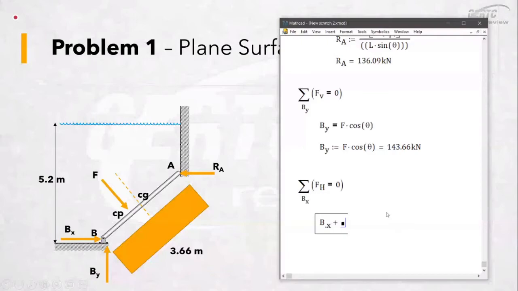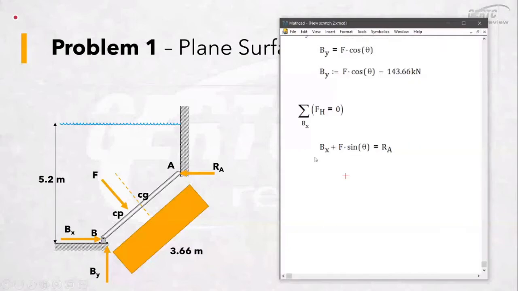This is equivalent to RA. And if you look at this one, all we have to do is rearrange, right? We'll be able to calculate now the value of our Bx. The Bx is actually the transpose of Fx, so RA minus F times the sine of theta. And the Bx here is equivalent to this value.